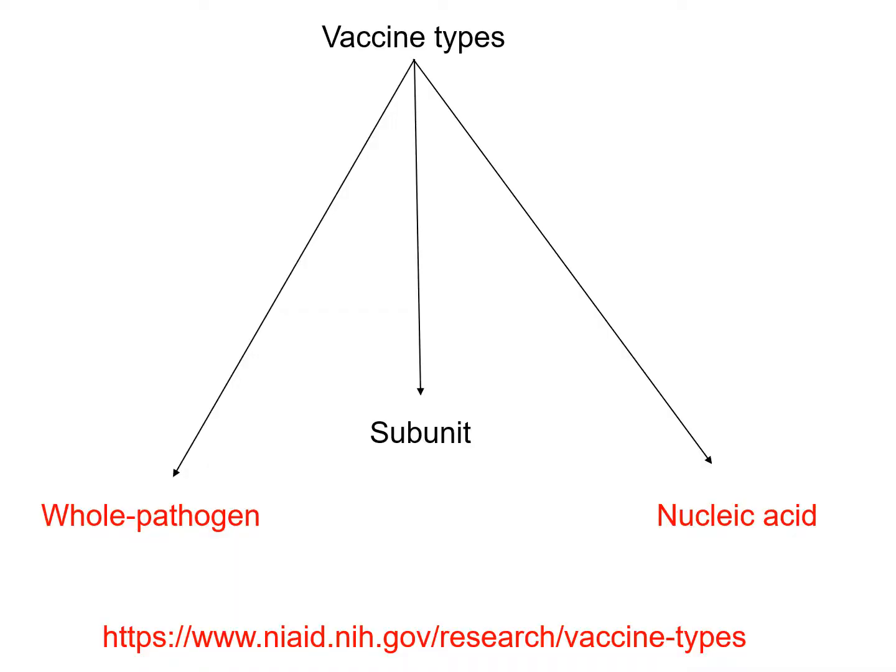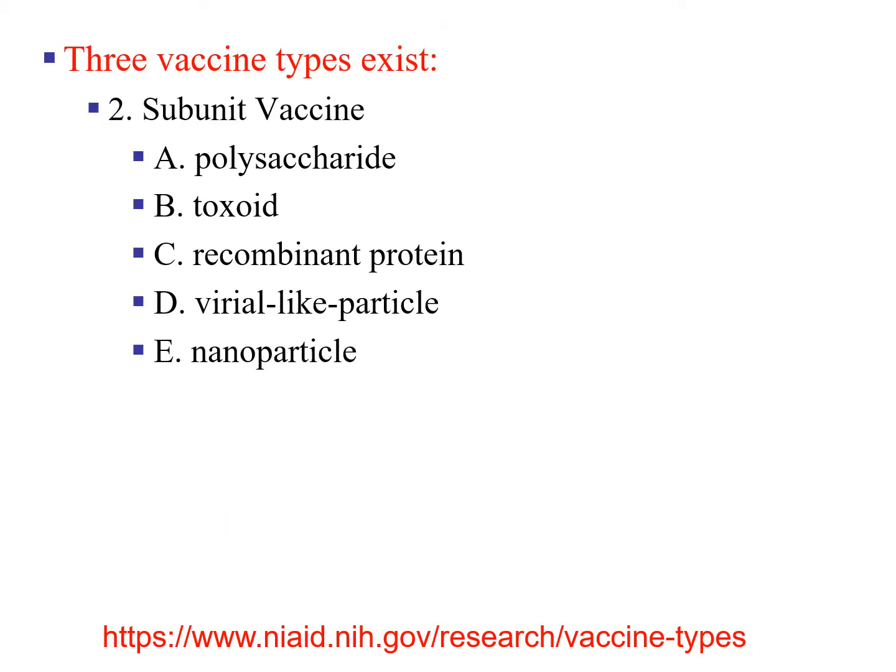I previously talked about whole pathogen vaccines. Now we're on subunit vaccines. The subunit vaccines contain these five subcategories: polysaccharides, toxoids, recombinant protein, viral-like particles, and nanoparticles. So we'll discuss each one of these.